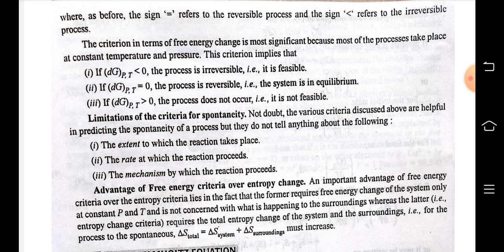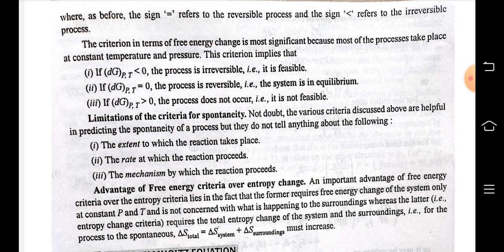If dG at constant pressure and temperature is less than 0, the process is irreversible, that is, it is feasible. If dG at constant pressure and temperature is equal to 0, the process is reversible, that is, the system is in equilibrium. If dG at constant pressure and temperature is greater than 0, the process does not occur, that is, it is not feasible. Limitation of the criteria for spontaneity.